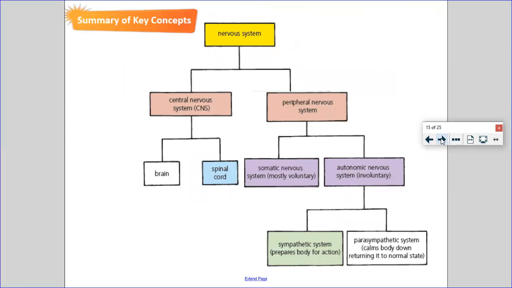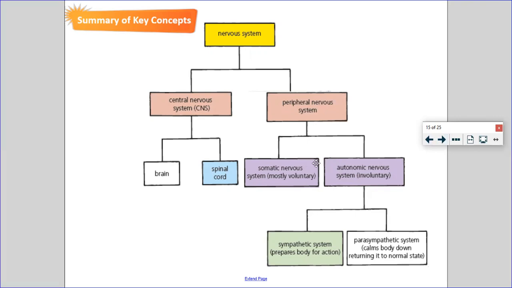So just to sum up the structure of the nervous system, we said, didn't we, that in terms of location, it can be split into two. You have your central nervous system in the center of the body, and that's made up of the brain and the spinal cord. And then you've got your peripheral nervous system, which takes information to the central nervous system and carries information away from the central nervous system. The peripheral nervous system can be split into two.